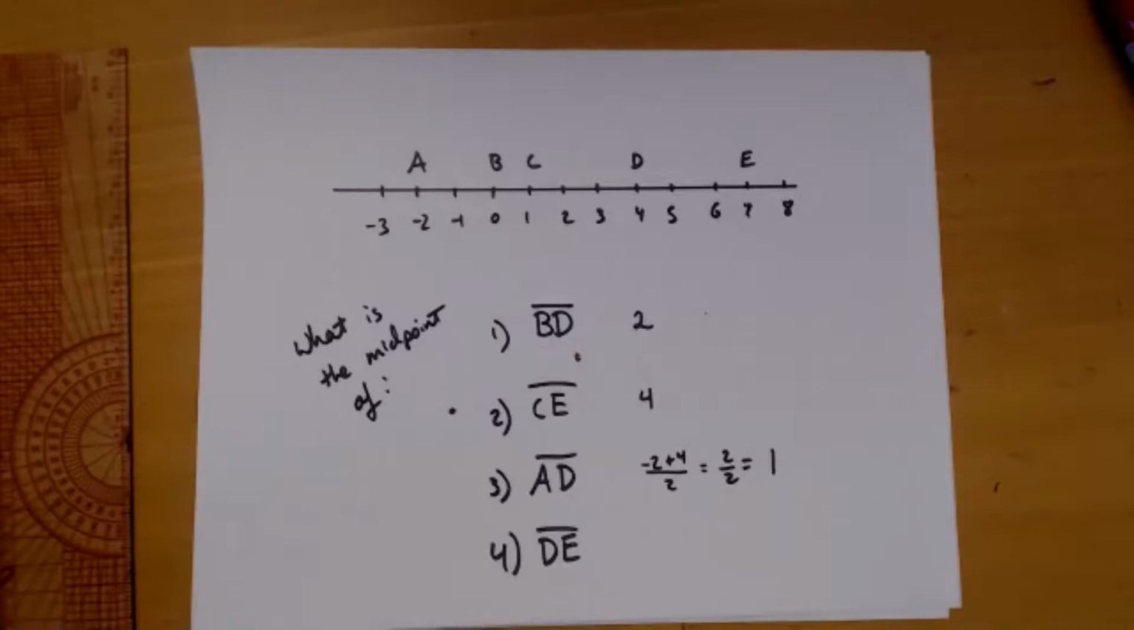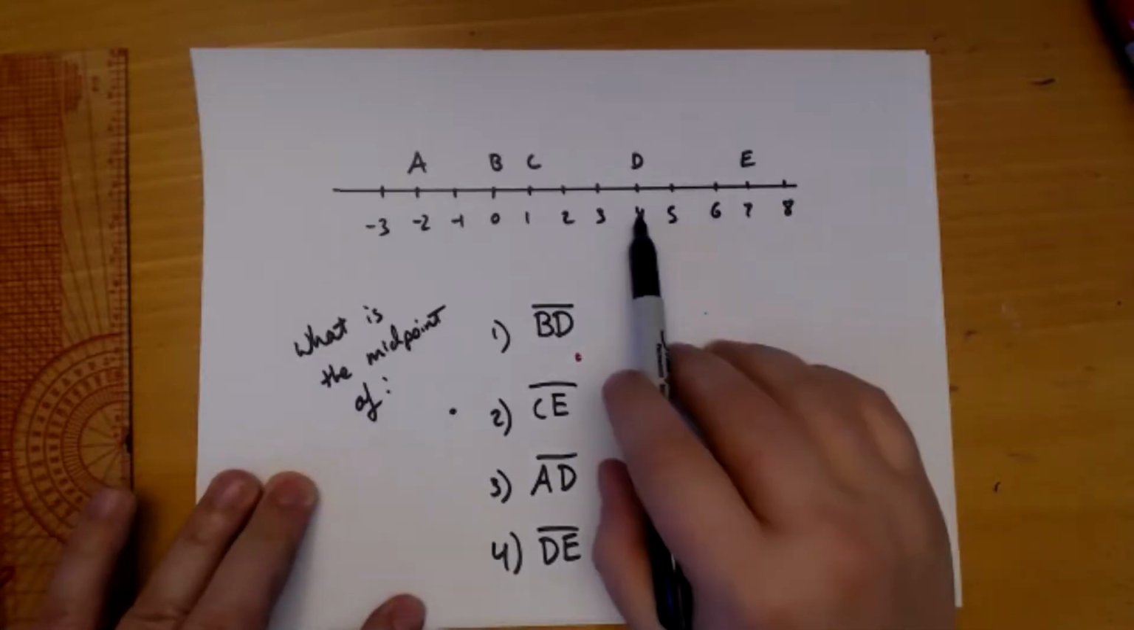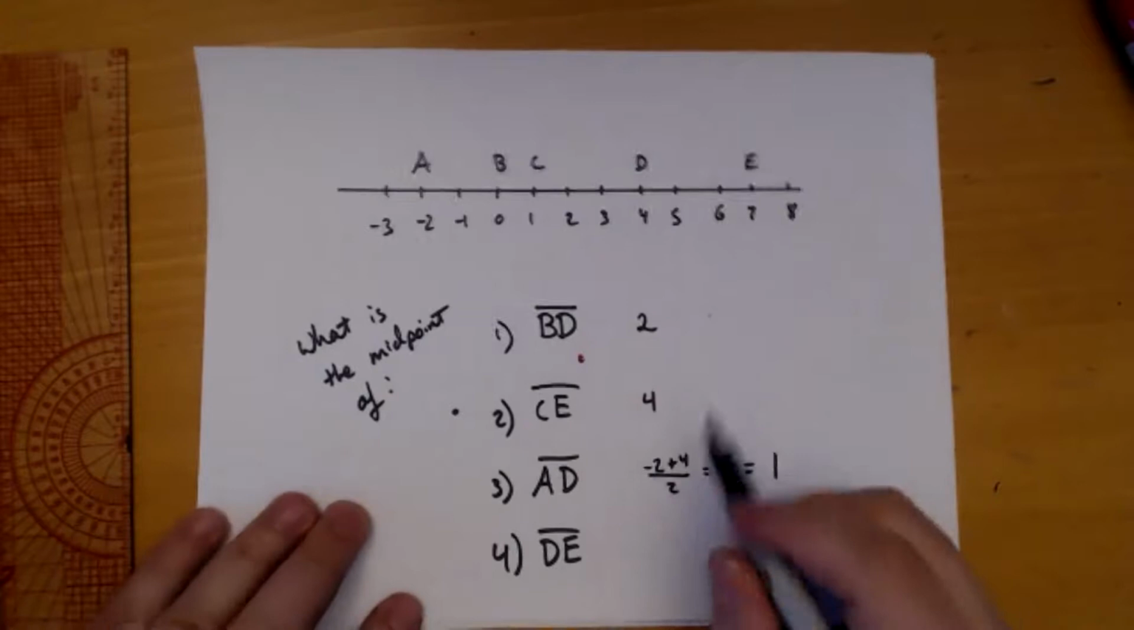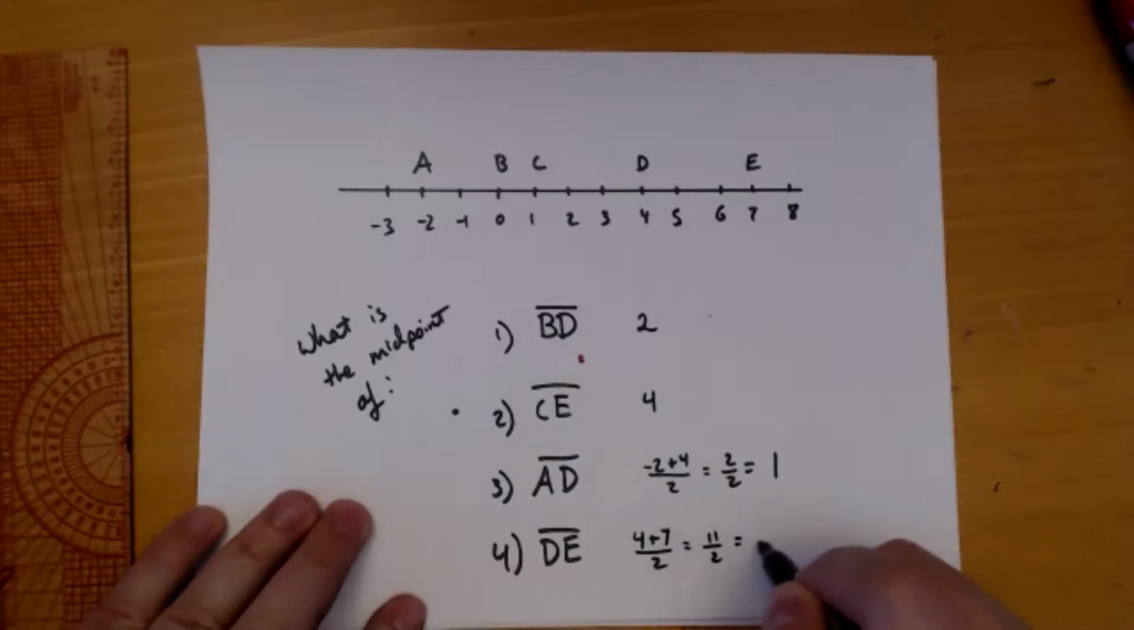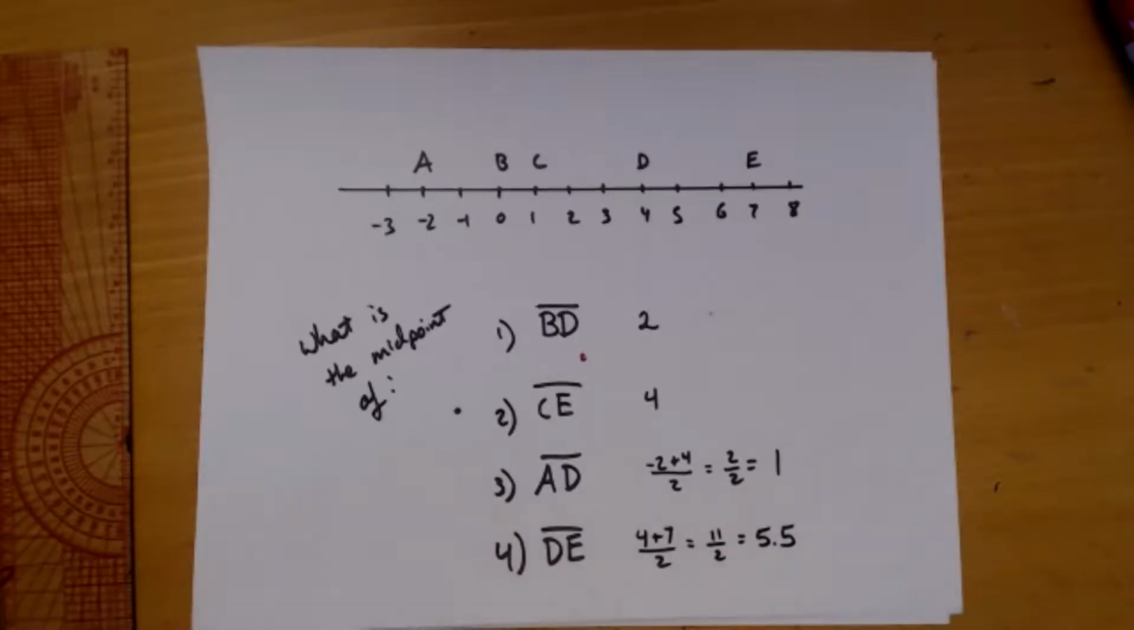Nice. Good answers. Lots of good answers. Great. It's 4 and 7, so we take them and average them. And there it is. Okay.